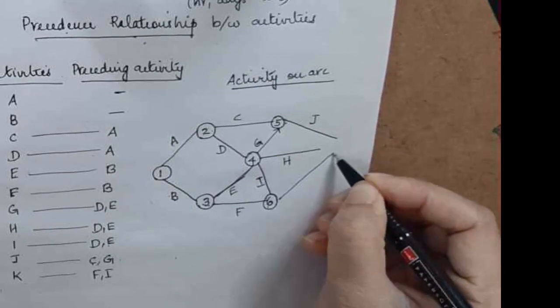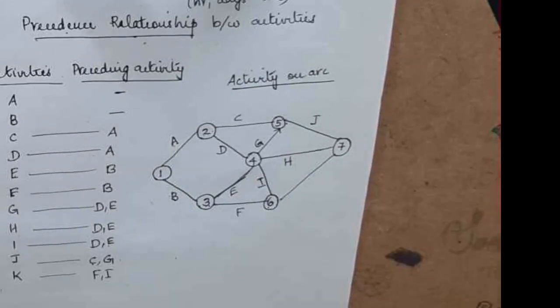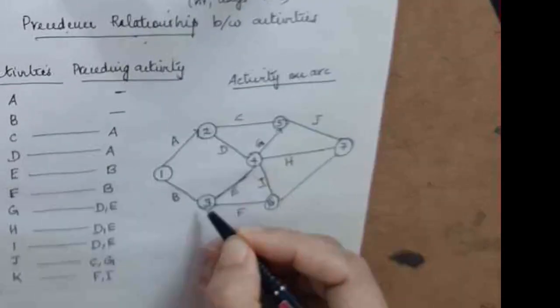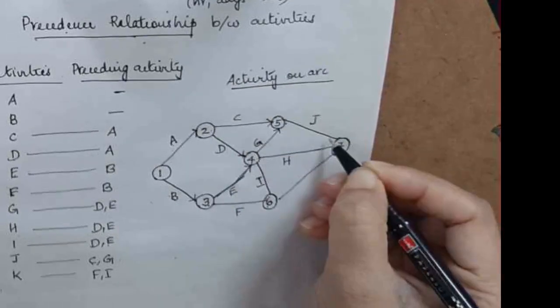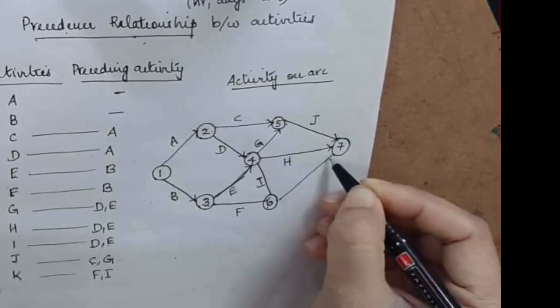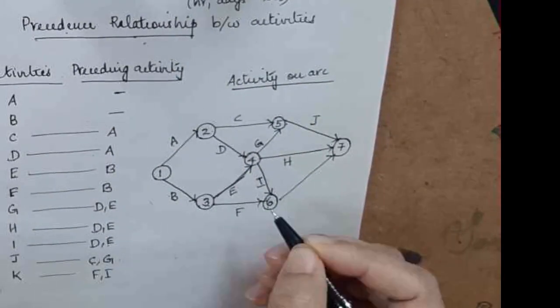So everything together finishes at a point. This is 7. You have to put arrow marks for all this. Should be having arrow marks. Okay. So these are the activity.